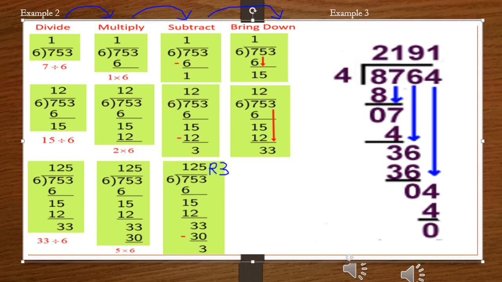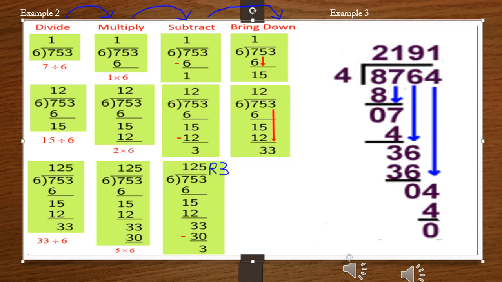Step 4, I should bring down the next digit in the dividend. So here I bring down the 3. Now I have 33. I should ask myself, how many 6's do I need to get 33 or almost 33? 6 times 5 is 30, 6 times 6 is 36. 36 is greater than 33, so I should use the 6 times 5, which equals 30. So I write 5 in the quotient next to the 2. Then I multiply. 6 times 5 equals 30. I put the 30 directly under the 33. Step 3, I should subtract 30 from 33. So 33 minus 30 equals 3.